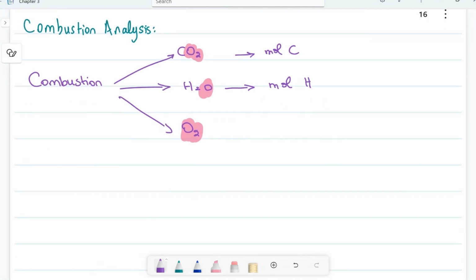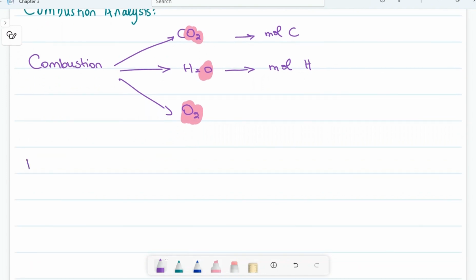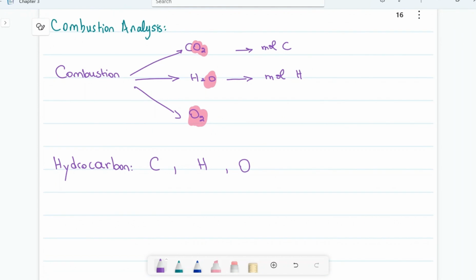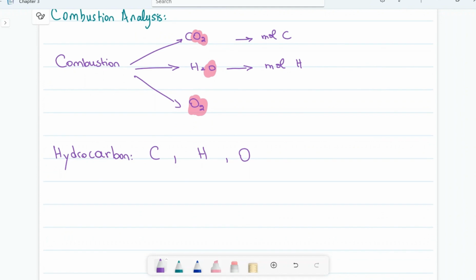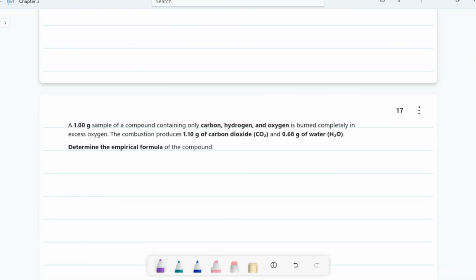something else will be given in the question in order to help us. And we will look more deeply at this through an example, just to point out that when working with combustion analysis, usually we are working with a hydrocarbon. What this means is that it has C, H and O. Maybe not all of them, but sometimes only carbon and hydrogen. But it can have carbon, hydrogen, and oxygen. Now let us proceed and look at an example.